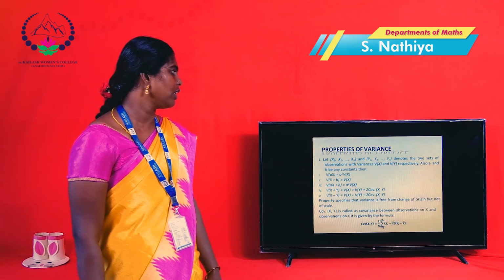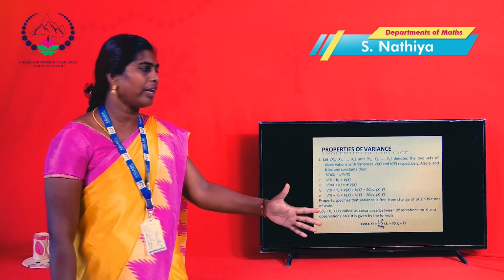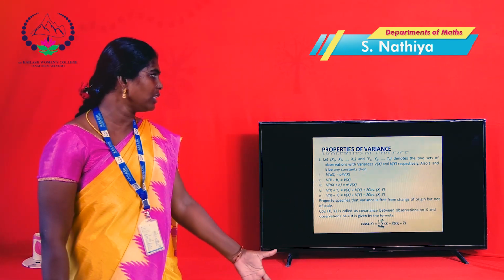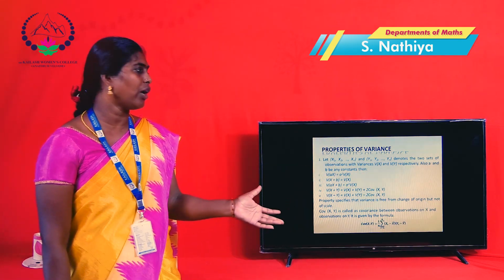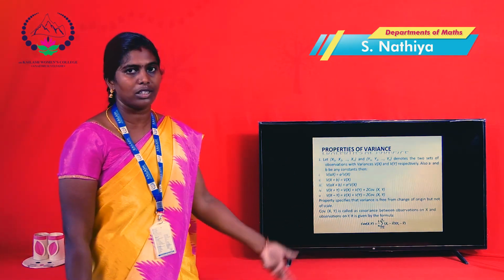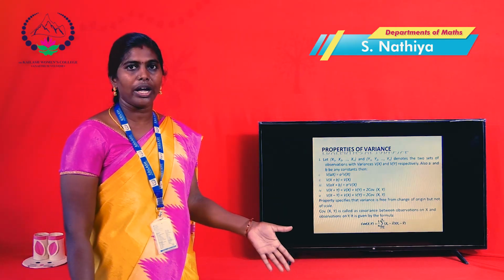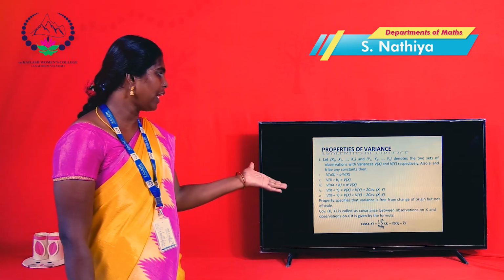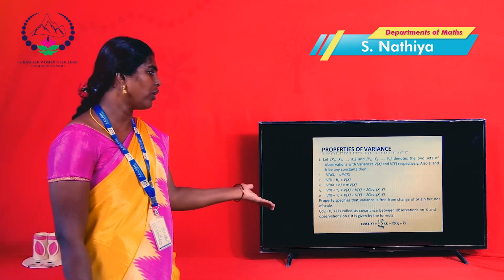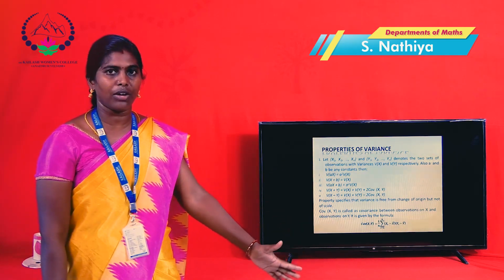Properties of variance. For x1, x2, etc. xn and y1, y2, etc. yn, denoting two sets of observations with variances V of x and V of y respectively, and a and b being any constants: First, variance of ax equals a square times variance of x. Second, variance of x plus b equals variance of x. Third, variance of ax plus b equals a square variance of x.